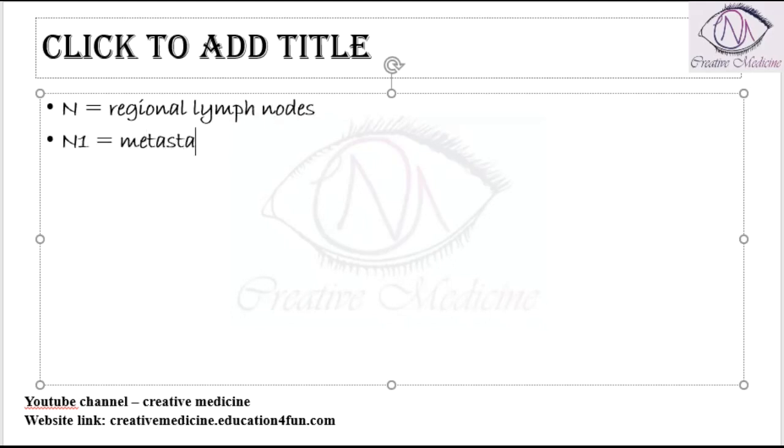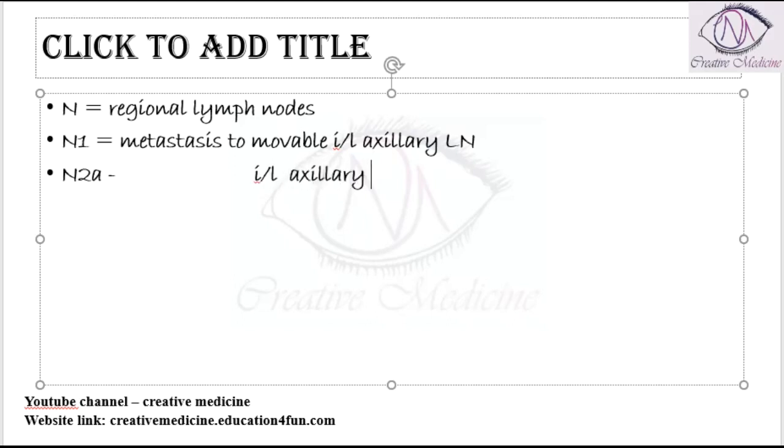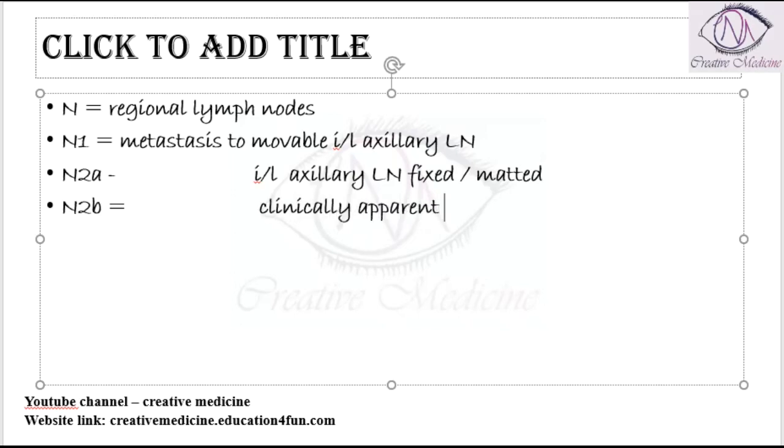N1 shows metastasis to movable ipsilateral axillary lymph nodes. Then we have N2A. In N2A, there is metastasis to immobile, or the ipsilateral axillary lymph nodes are involved, and these ipsilateral axillary lymph nodes are either fixed or matted. Then we have N2B. In N2B, there is metastasis to clinically apparent ipsilateral internal mammary nodes.